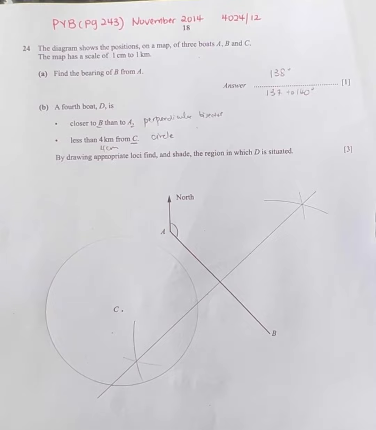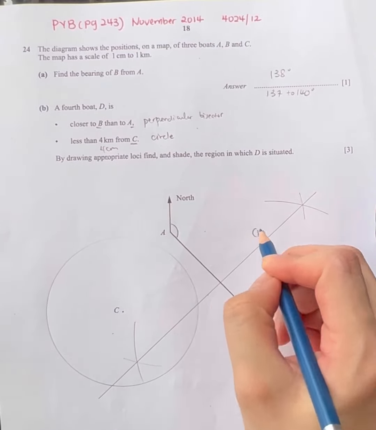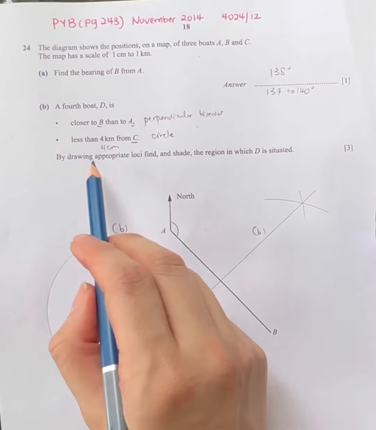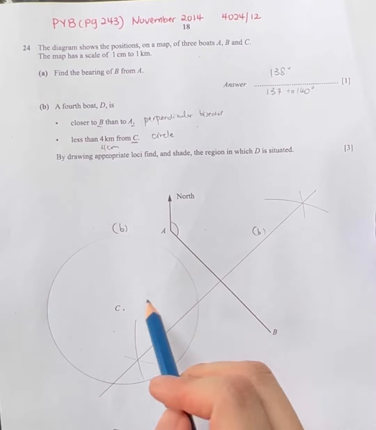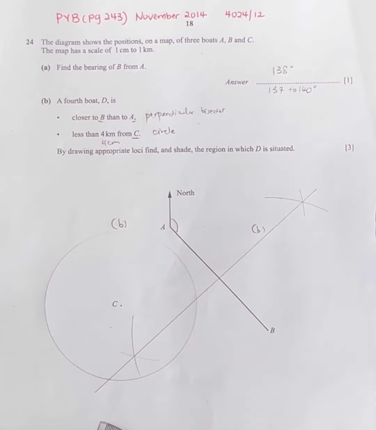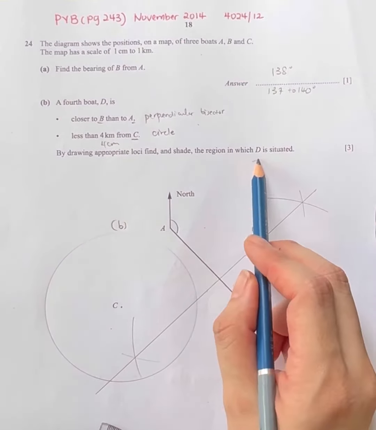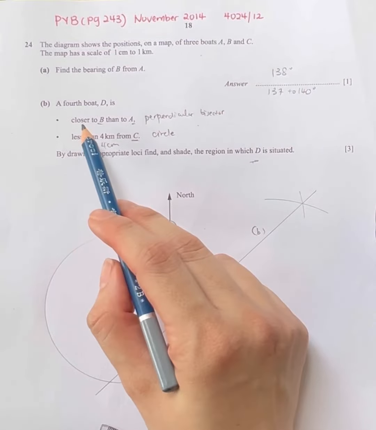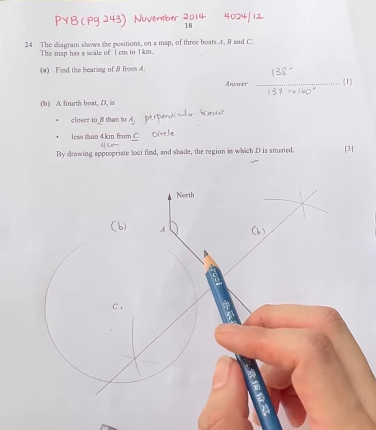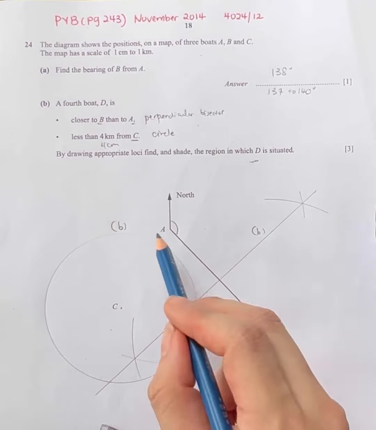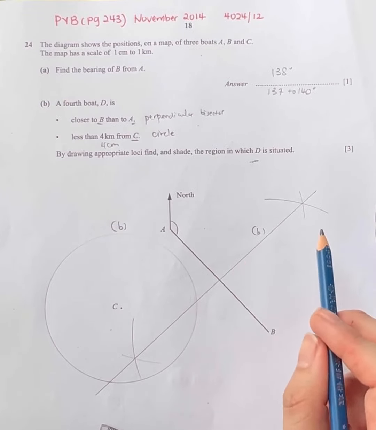Right, nice. Okay, this is part B question. By drawing appropriate loci, these are the 2 loci that you draw, and shade the region in which D is situated. Okay, where is put D? Let's look at this. Closer to B than to A. This is the line that divide A and B, right? So the one that is closer to B is supposed to be here.